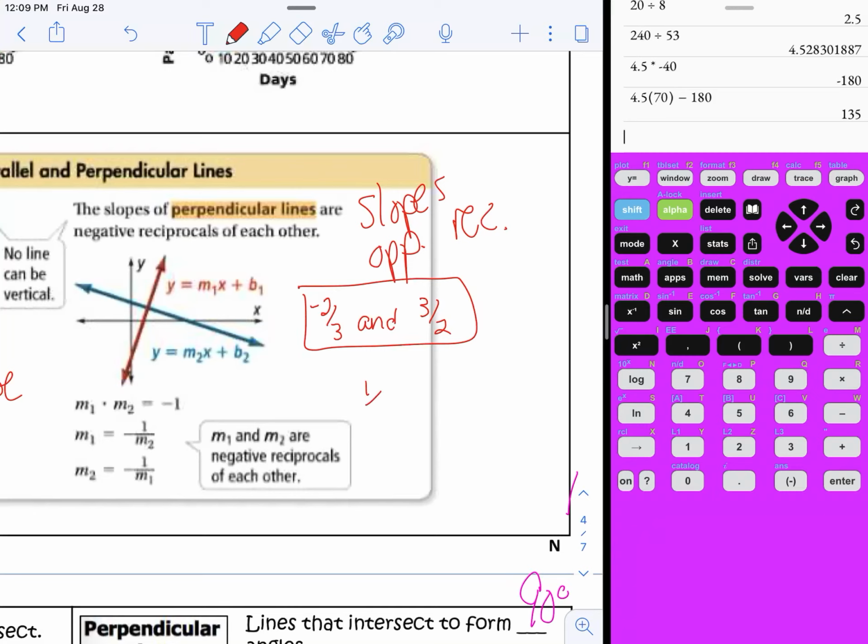So let's talk about, how about positive 1/4 and, okay, let's flip it upside down. So it'd be 4/1, or just 4, and make it negative.